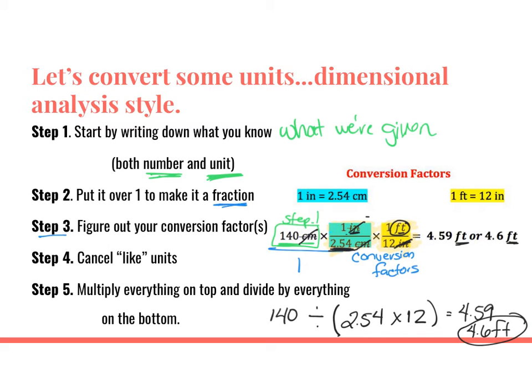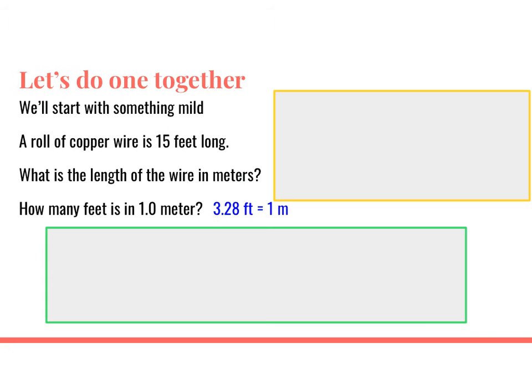So we're going to practice a few of those on our own. So here's the first problem that we're going to start with. So we're going to say that it's something mild. We have a roll of copper wire and it's 15 feet long. What we want to know is what is the length of the wire in meters. So again, we're going from something in the English units to something in the metric units. So that's why we have to use dimensional analysis.